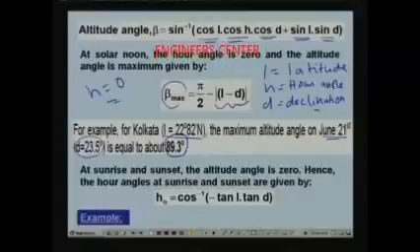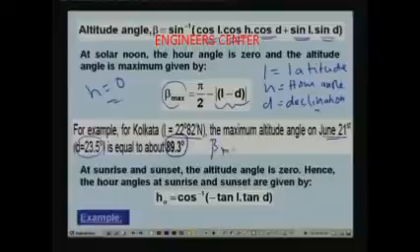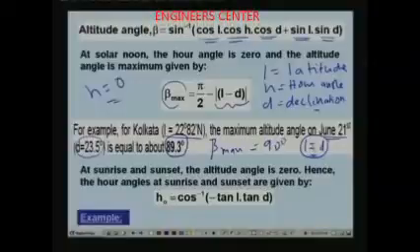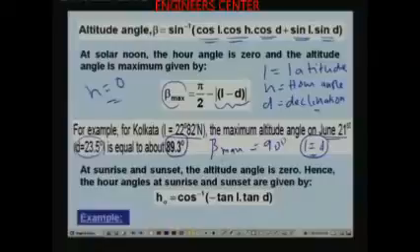Okay, on June 21st for Kolkata. And you can see that beta max is equal to 90 degrees when L becomes equal to D. That means when the latitude becomes equal to declination, the beta max becomes 90 degrees.